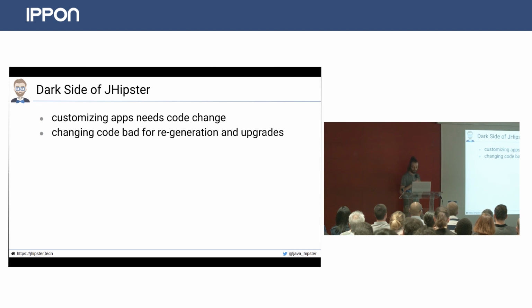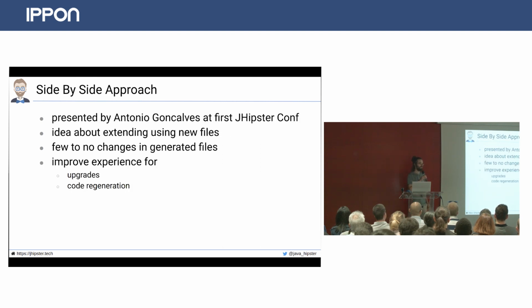Last year, we had an interesting talk about the side-by-side approach by Antonio Gonçalves. He was talking about how the normal user is using JHipster, like prototyping, where you just generate your application from time to time until you're happy and then start to code. So the idea about side-by-side is that you don't touch the code if it's not absolutely necessary. You try to extend the files with new files and not in these files.